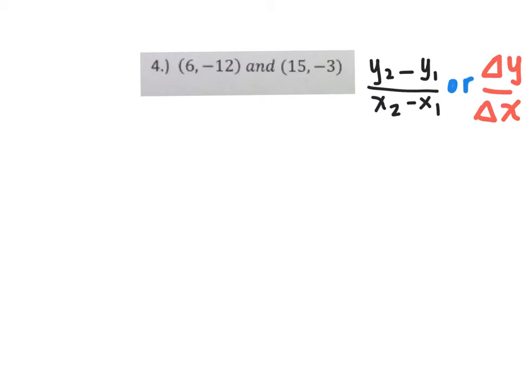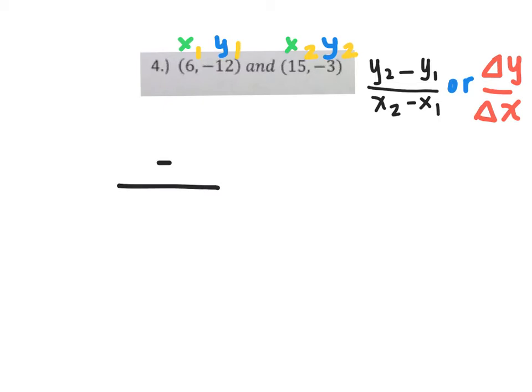Next, we're asked to find the slope of a line passing through each pair of points. So we can use our slope formula: y2 minus y1 over x2 minus x1, also known as delta y over delta x, which just means subtract your y values and then subtract your x values. I'm going to label my ordered pair first. When looking at an ordered pair, the first value is the x value, the second value is the y. So I labeled it x and y, and I'll assign 1s to my first ordered pair, and then x and y, and I'll assign 2s there.